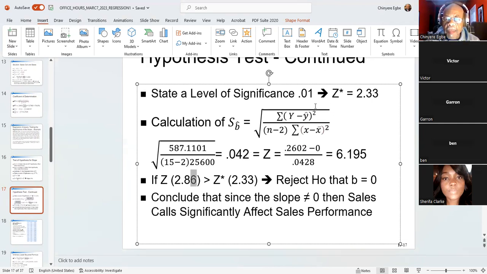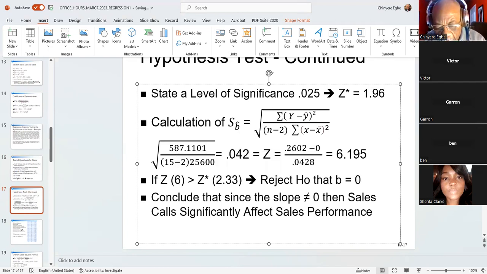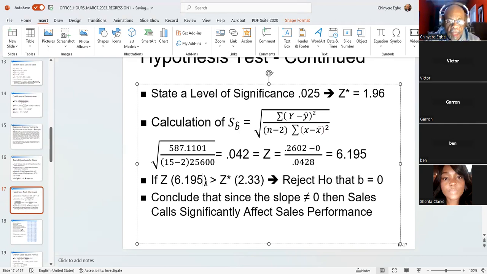Okay, testing at 0.01, but let us use what we said, 0.025, and so this becomes 1.96. You have a very valid point, 1.96, and so if Z of 6.195 is greater than the critical Z, 1.96, then we reject the null hypothesis that B is equal to 0.